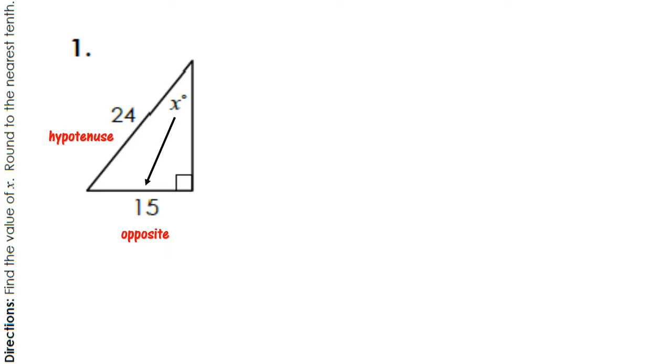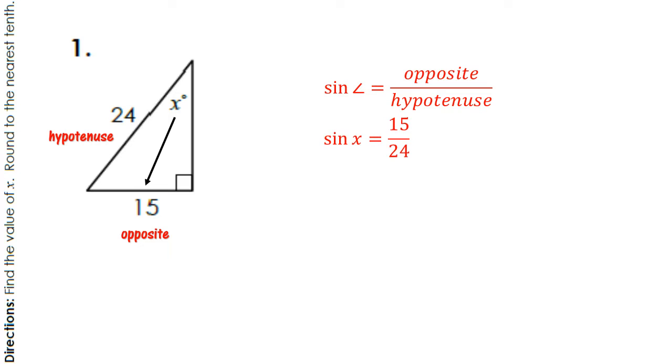So what do I know? If I have opposite and hypotenuse, I'm going to use the sine of the angle equals opposite divided by hypotenuse. Whenever I fill in the measurements that I know, the sine of x is equal to 15 over 24. Now, your question is, well, how do I get rid of sine? If I look on my calculator above the sine key, do you see that it says sine to the -1 power? I hope that you do.